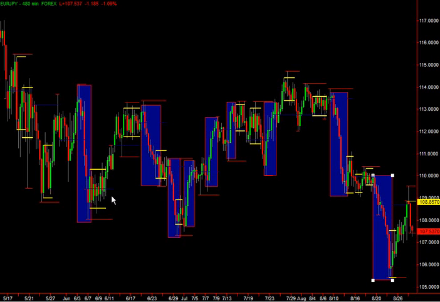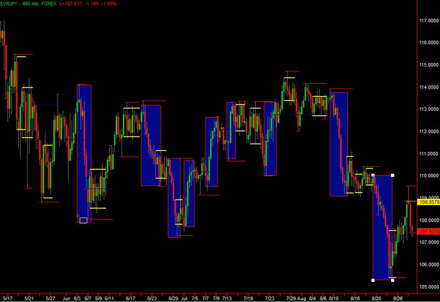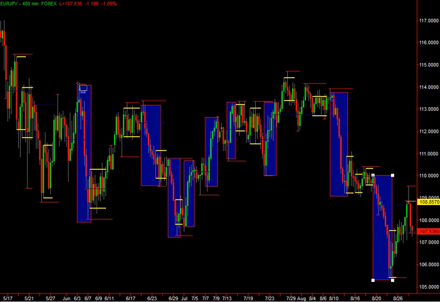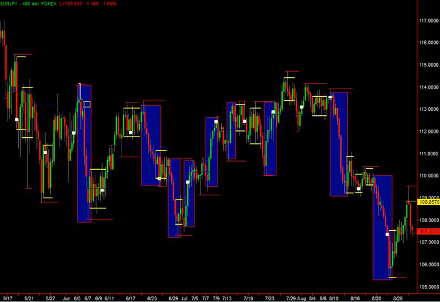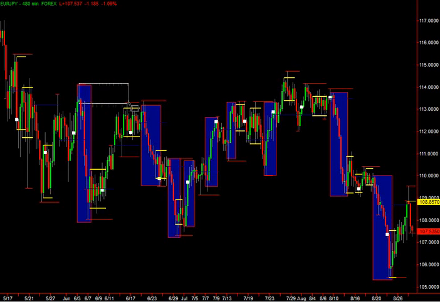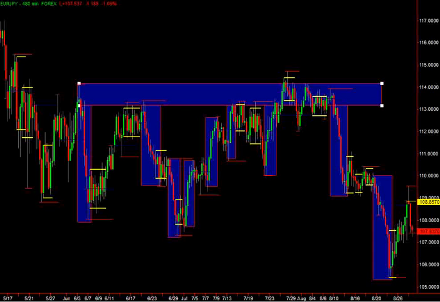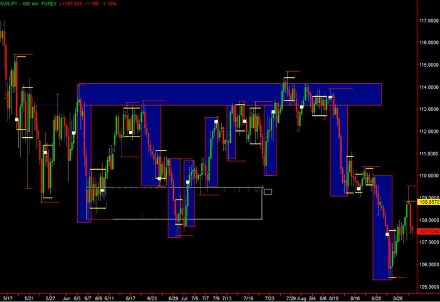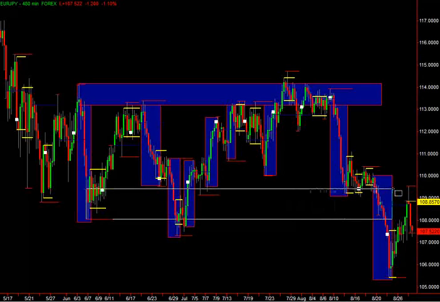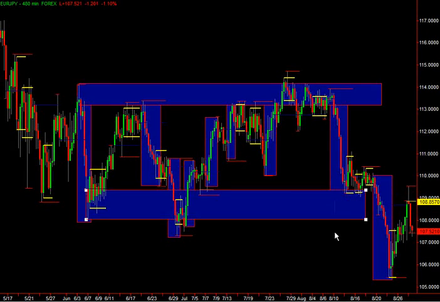The next thing I'm going to do is identify very simply just the high bar and the low bar, and I'm just going to take that area on the chart and move that across. So now I've got an area of support and an area of resistance where the balance of power has shifted dramatically.